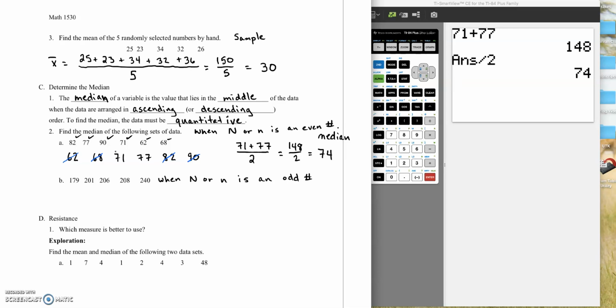Well, here we have another example where it's odd, and this one is already arranged in ascending order for us. That's nice. So again, we just go in and we cross off at either end. So one from the left, one from the right. Then do it again, one from the left, one from the right. And you see this time we're left with a single value in the center. So here, the median is that number, which is 206.